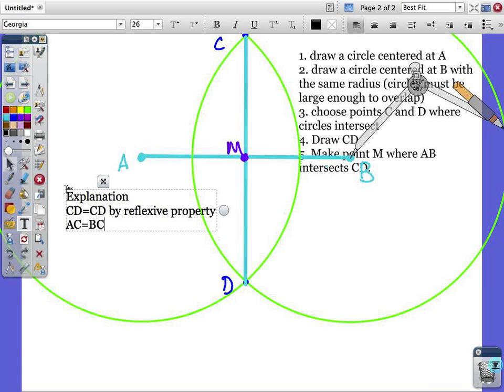Why? Because of the definition of radius. They are both radii of congruent circles.